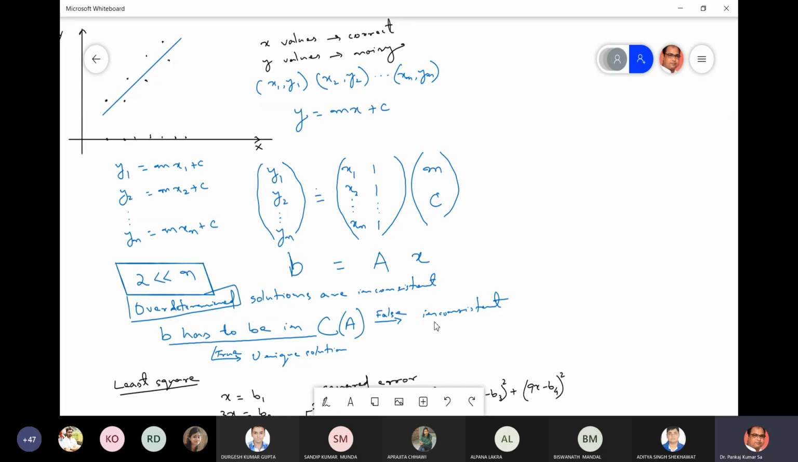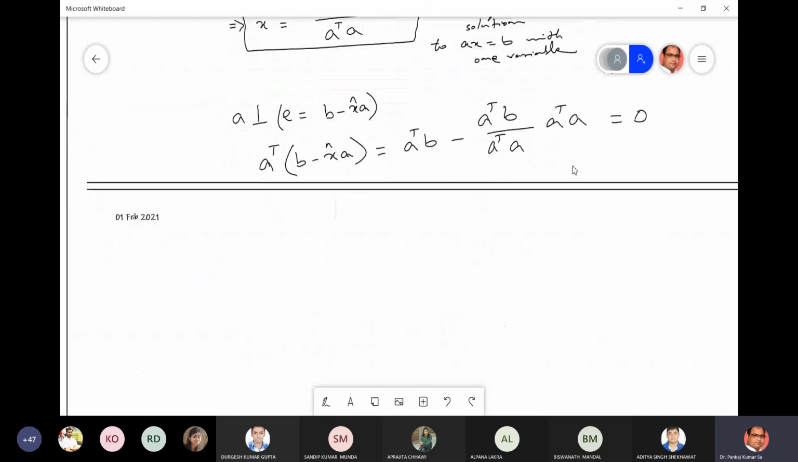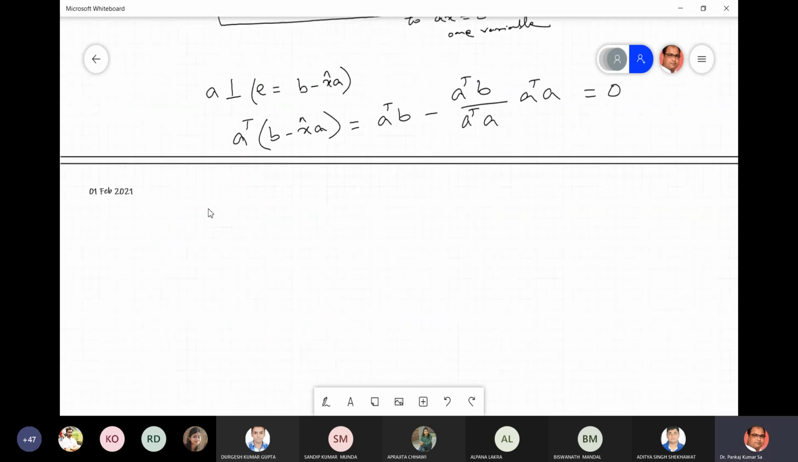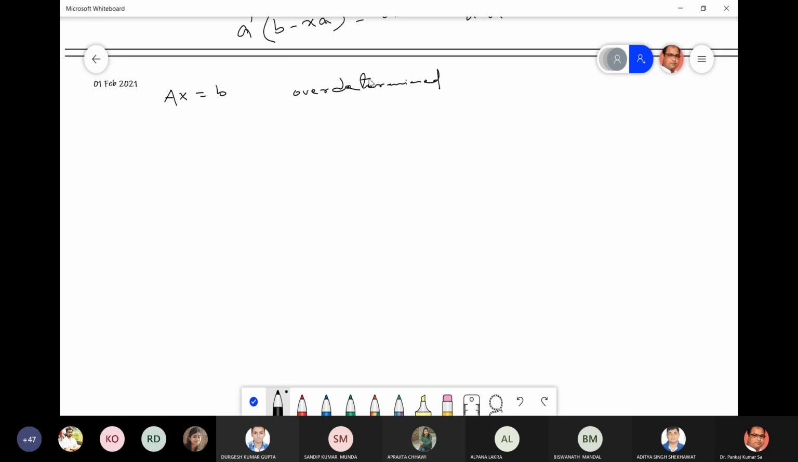Ax equal to b. Now this part, Ax equal to b, this is where we started. I mean, this is what we talked about in the last class. Let me start from that point itself. So we have Ax equal to b, which is overdetermined.